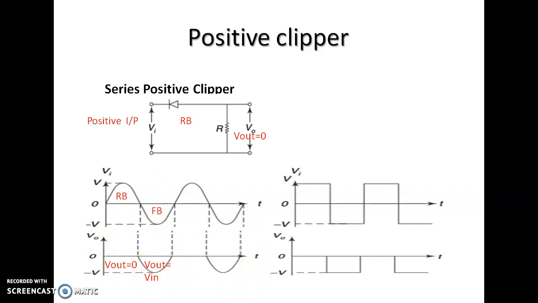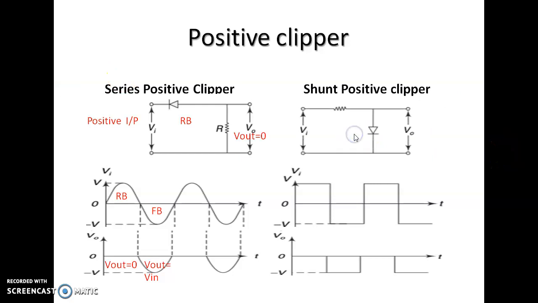If we observe the output waveform, all the positive half cycles have been clipped off and we obtain only the negative half cycles. And hence this circuit is called a positive clipper. Then shunt positive clipper. This is called shunt positive clipper because in this circuit the diode is in shunt with the point where we are taking the output.